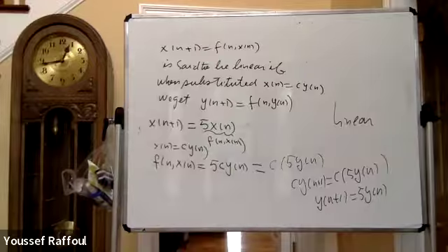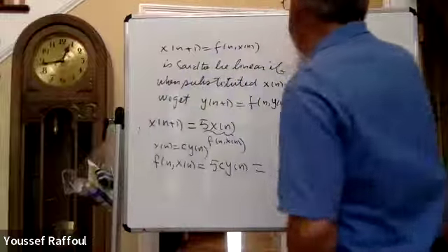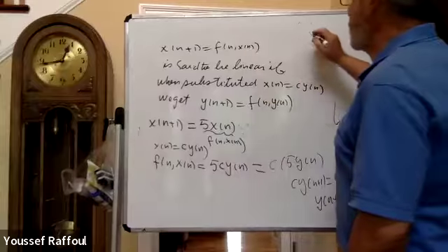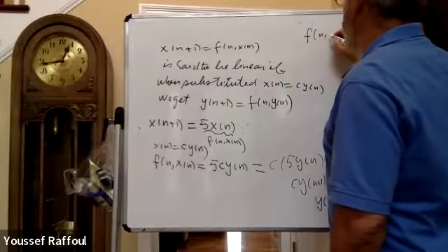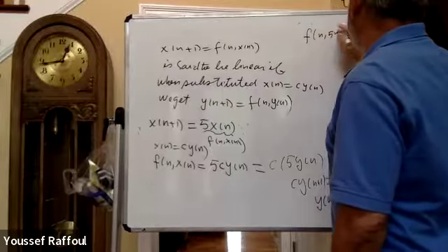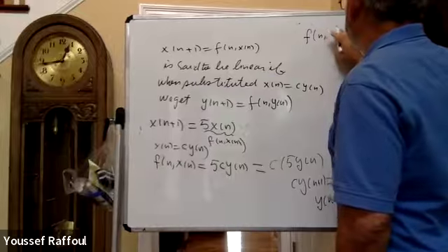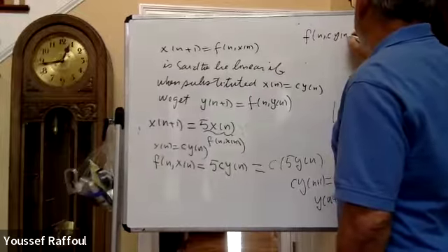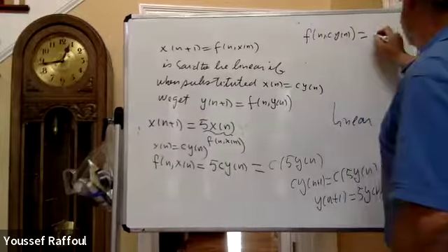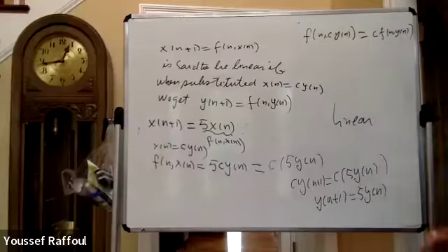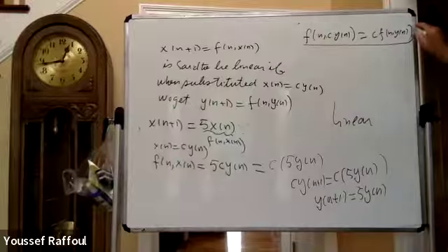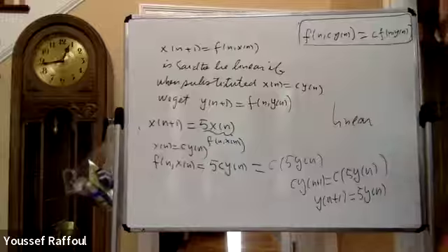So what does the definition mean? It means if you replace x_n by c y_n in f_n, you will get c f_n(y_n). This is what you should get in order for it to be linear.